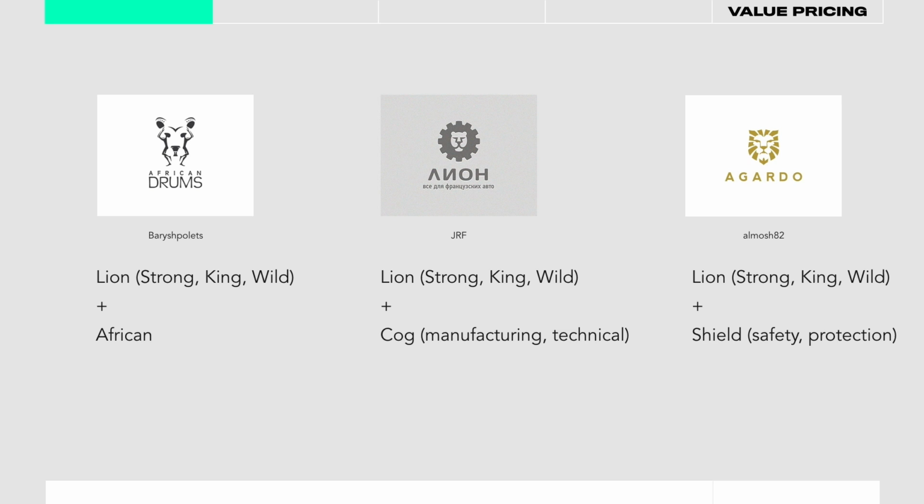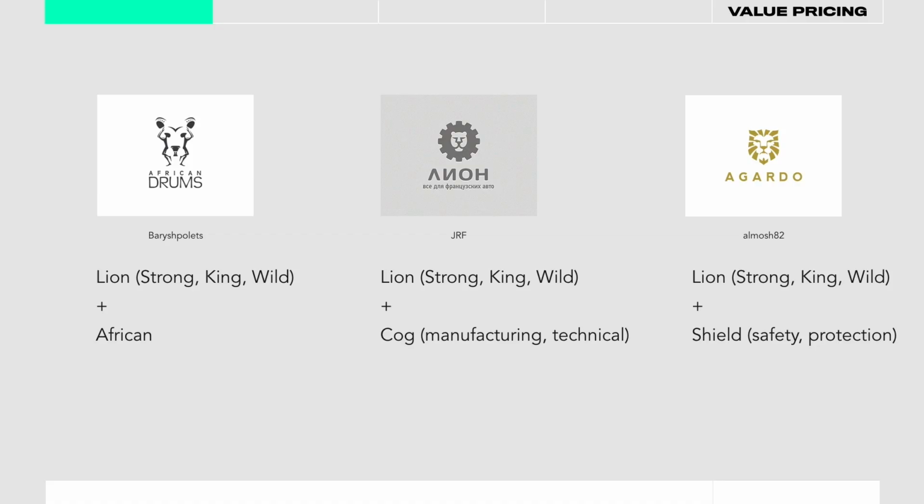which a lot of people use to demonstrate being strong, being the king, and being wild. Because remember, we use metaphors. So when people hear lion, because of the cultural references, we already have some associations with the concept of lion, so we can use the icon of a lion to represent this. A lot of people might use a lion and then mix it up with something else. In the first example, they mix it up with something African. In the second example, they mix it up with something technical. And in the third example, they mix it up with a shield, something that again represents safety or protection.